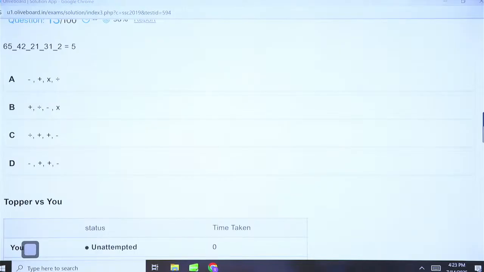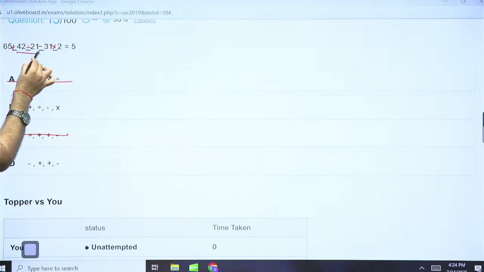Division sign, we'll pick it up, we'll get our answers. 31 divided by 2 into 21. Not making sense. This will go right away. 42 divided by 21. This will make sense. 65 divided by 42 will not make sense. This might make sense here. So we'll just quickly check this out.